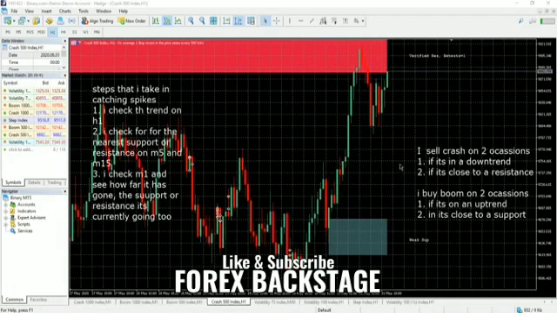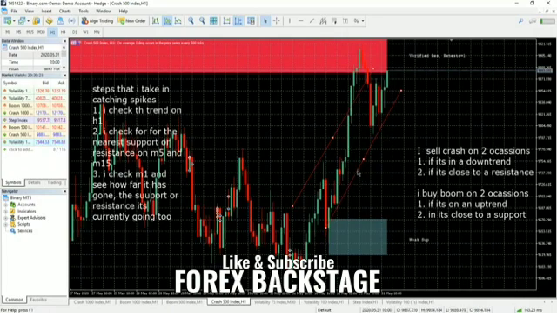So what do I do on Crash 500? Whenever it's Crash 500, I sell it on two occasions, if it's in a downtrend. Now it is in an uptrend. It's on an uptrend, as you can see. So it is not on a downtrend.